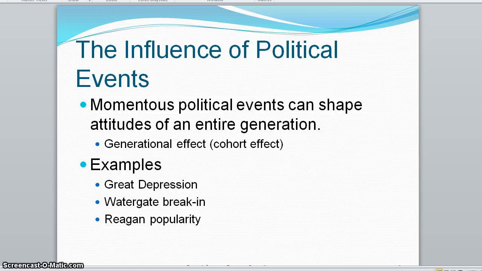People are also influenced by political events. Older individuals tend to be more conservative, often due to long-held values and the influence of marriage and children. More than age, momentous political events have a long-lasting influence on shaping political attitudes. That's called the generational effect or the cohort effect. You'll see examples of this, that voters who grew up during the Great Depression, World War II, or the Watergate break-in have certain opinions about the political process based on those events.